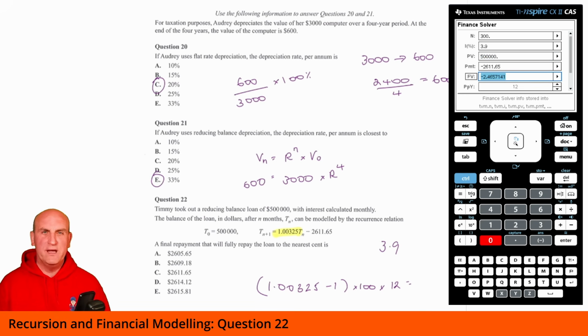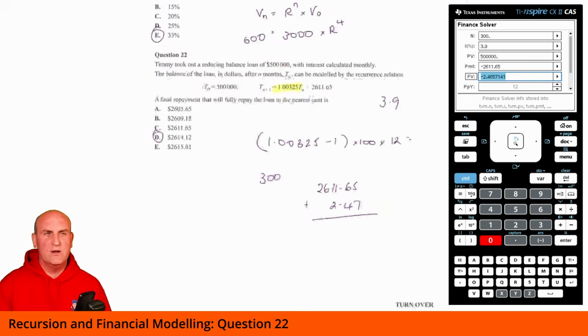Now, what does that mean? That minus 2.465? It means that at that final payment, if I make 300 payments, I'm still going to owe $2.46. So the best thing to do is do the 2611.65 and add on that $2.47. And when I do that, and hopefully you guys will trust me, I get 2614.12. So D there would be my correct answer.